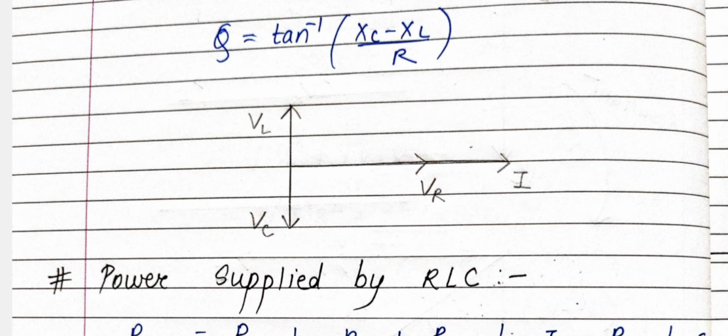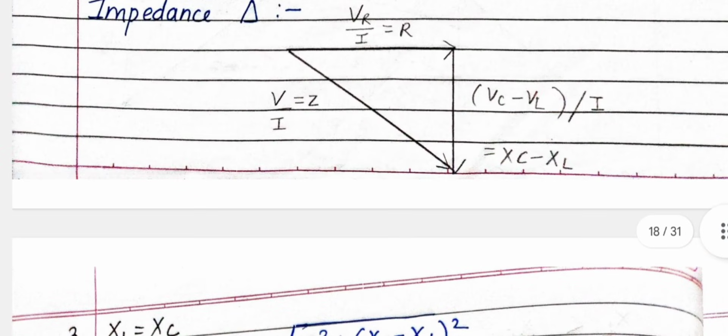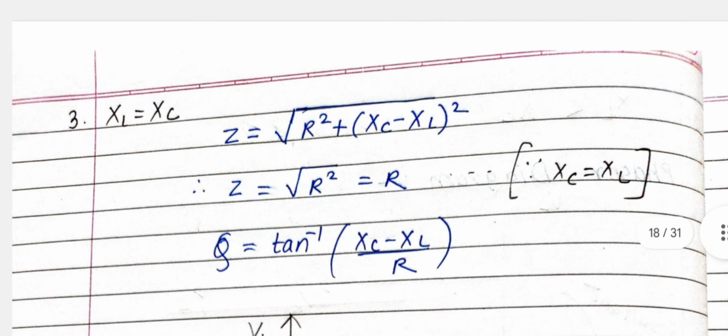No voltage and impedance triangle are there in the third case. Here you have to make VL and VC equal in this case. So this was your 3 cases. I hope you understood the 3 cases: XL greater than XC, XC greater than XL, and XL equal to XC.